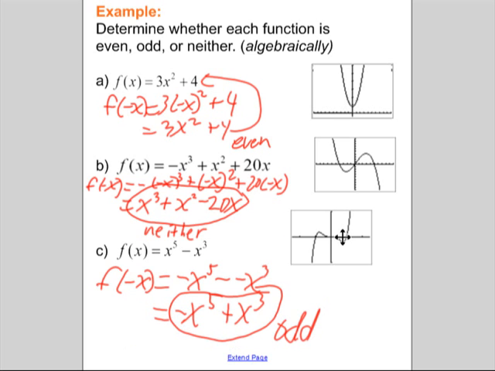And graphically what that looks like right here is, again, it's got that symmetry about the origin, but the easier way to see it is if I do a 180-degree rotation about the origin, notice it falls right on top of itself. It's exactly the same. And that's how you can recognize an odd function when you see it.